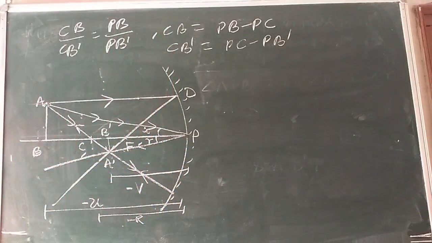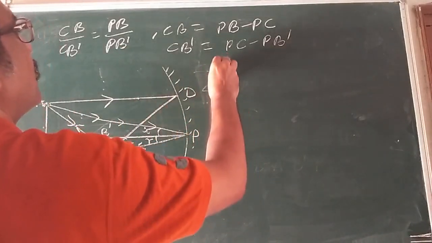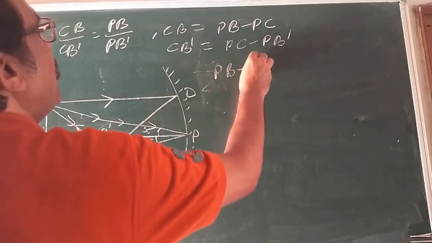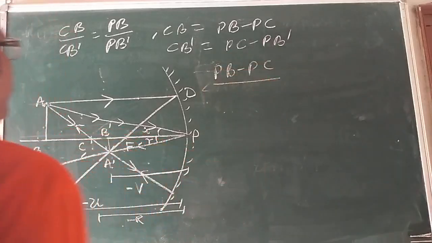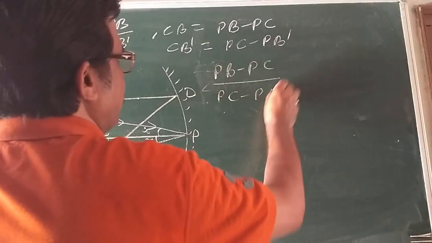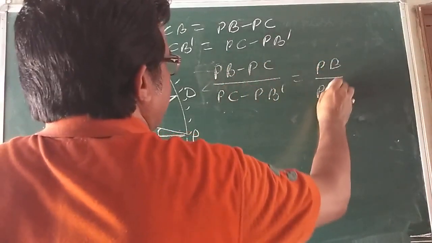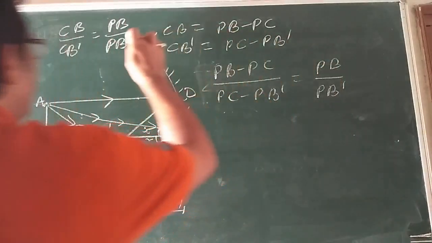Now, put these values here. That is PB minus PC divided by PC minus PB dash is equal to PB by PB dash. Put these values here.